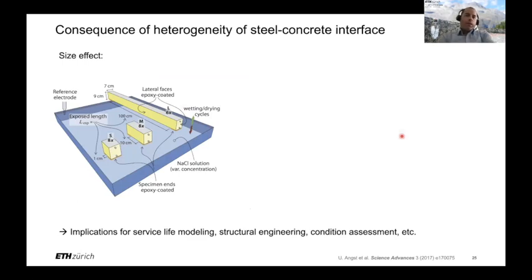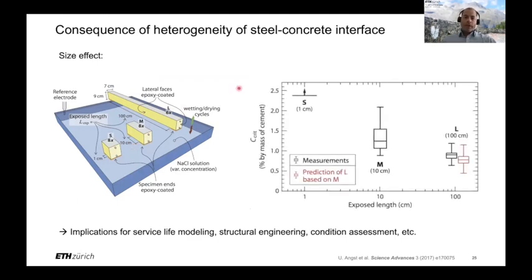However, one consequence of the heterogeneity of the steel-concrete interface is that there is a size effect in corrosion. This can be observed when samples of different sizes are studied, because in that case, it can be observed that the chloride threshold value significantly depends on the size of the sample. So the longer the exposed rebar, or the larger the surface area of the rebar that is exposed to chlorides, the lower the chloride threshold value becomes.